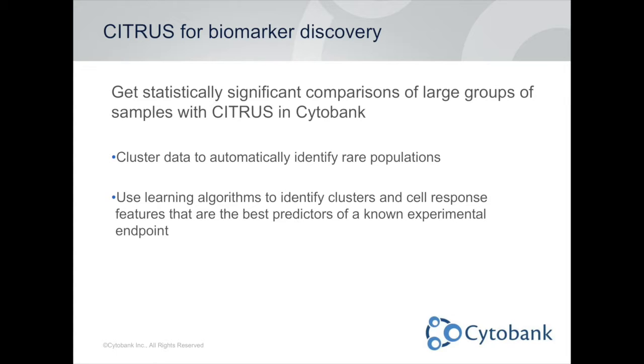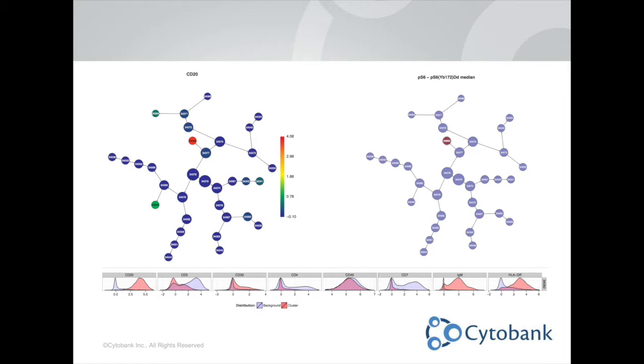But then it uses learning algorithms to identify which clusters and cell response features are the best predictors of a known experimental endpoint. This essentially tells you, based on 2 experimental groups or more, which features are different between those 2 groups. You can either choose the strongest features or the most predictive features, or you can choose all the features below a specific significance set point. So it's a very powerful tool for looking in an objective way at large groups of data.